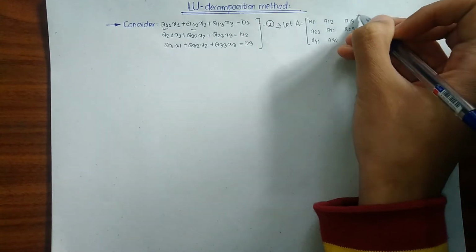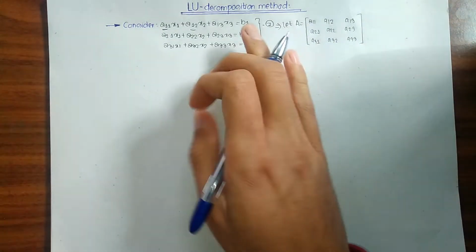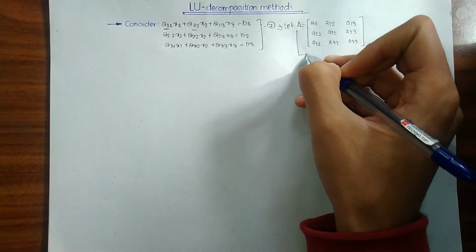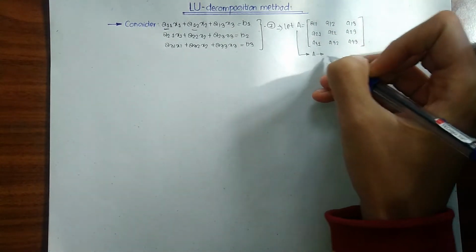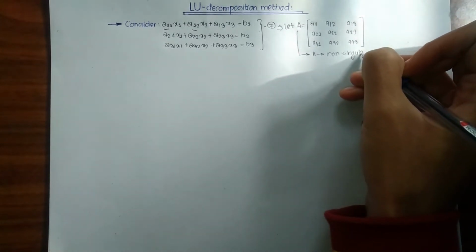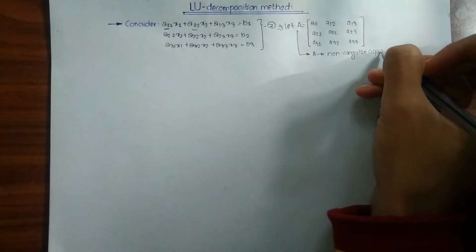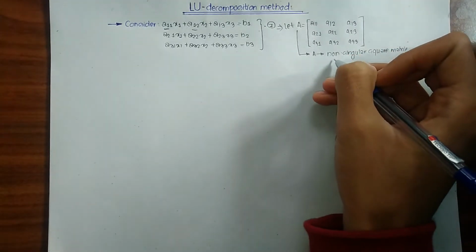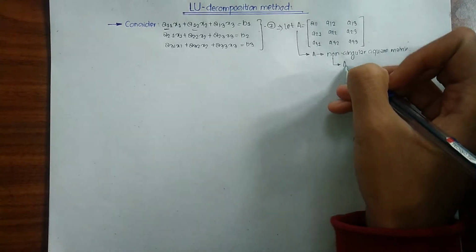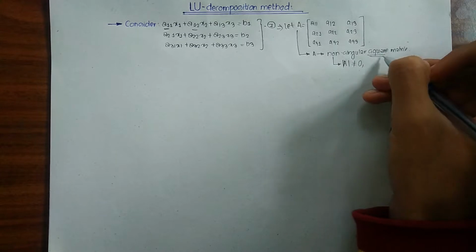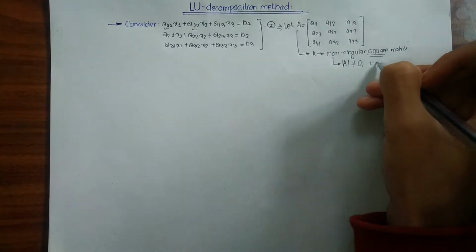a33. So our one and only criterion for using LU decomposition method is that our matrix A must be a non-singular square matrix. So what does this mean? For this matrix to be non-singular, the determinant of A must not be equal to 0, and for it to be a square matrix, the number of rows and number of columns must be equal.